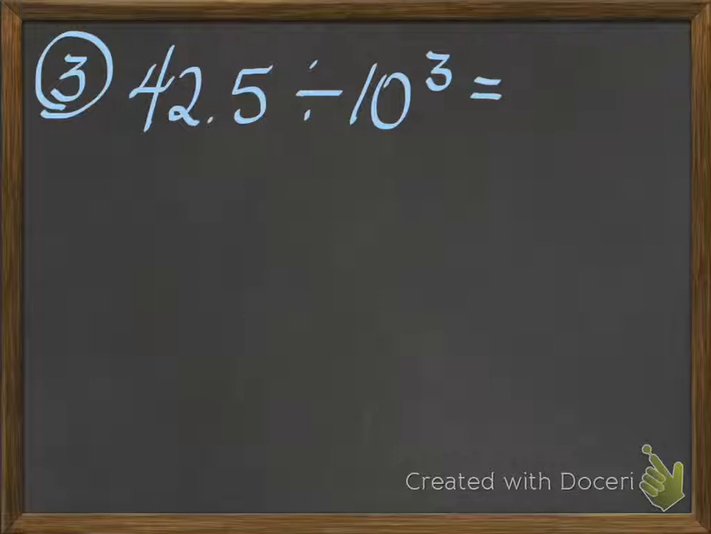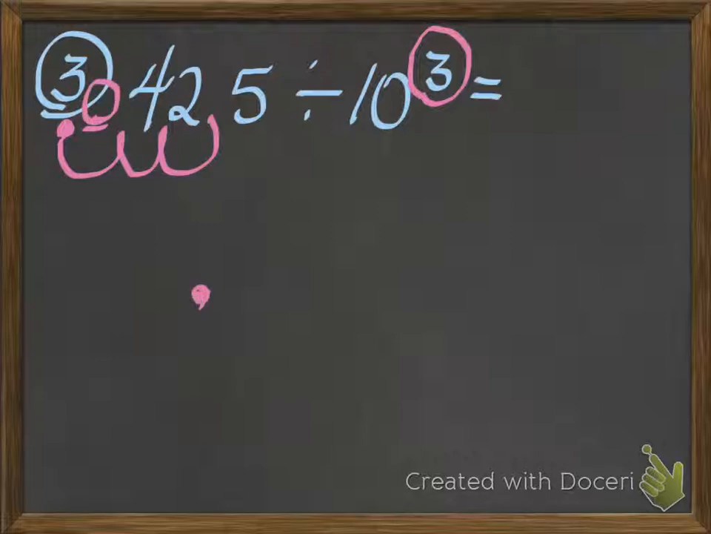Number 3, 42.5 divided by 10 to the third power. Okay, 10 to the third power tells us we're going to move that decimal point 3 places. So move it 1, 2, 3, and there's no number there, so that tells me there really is a 0. So my answer is 0.0425.